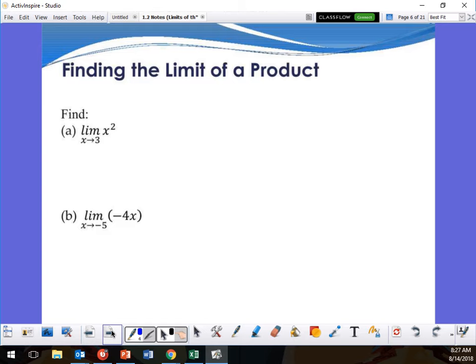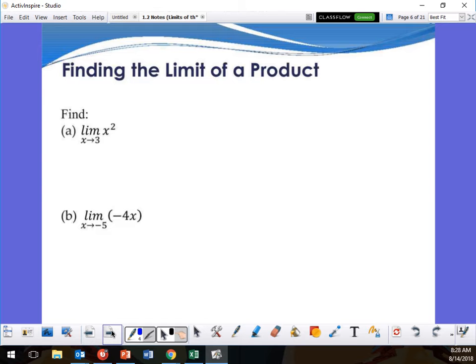Don't be afraid, speak up. Plug 3 in for x, very good. Like I was saying, this is the limit as x approaches c, and in this case my c value is 3, right? Then plug it in. So what's the limit of this one going to be?